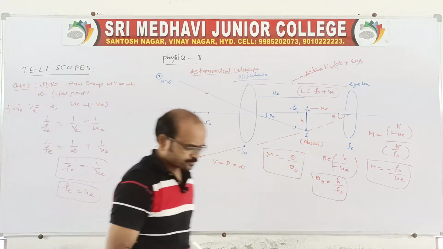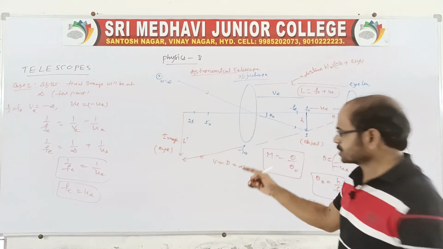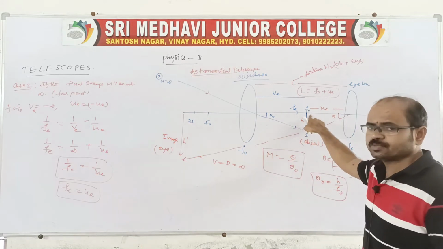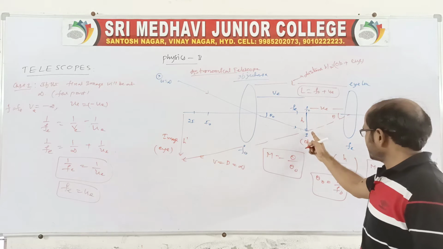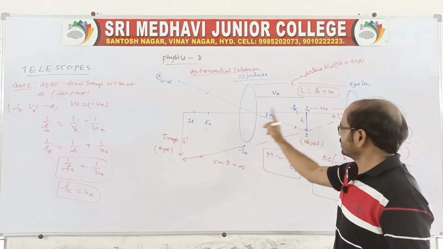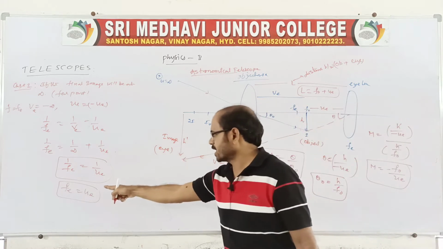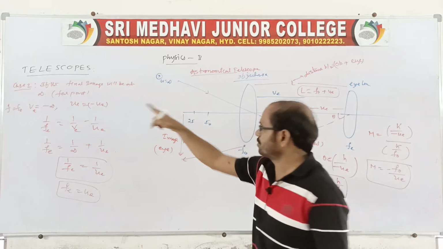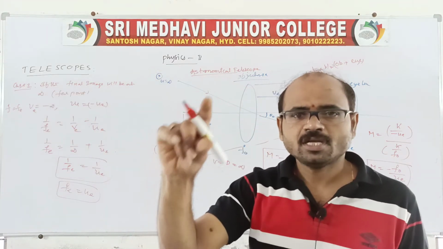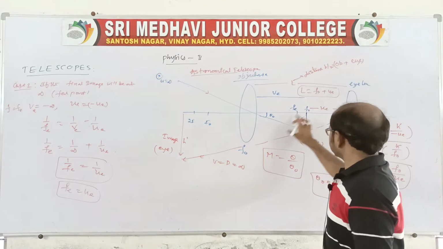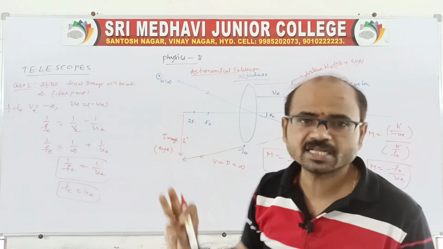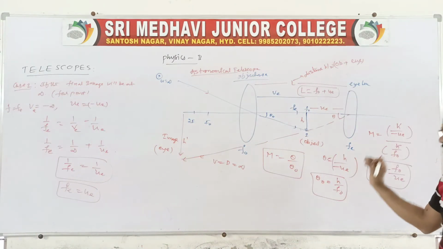That means the first lens forms an image actually at f naught. This image will be formed by this lens. If it is at fe, therefore the image will be formed at infinity. If the position of the object is at fe, then this lens forms an image at infinity. This is the conclusion for the telescope.